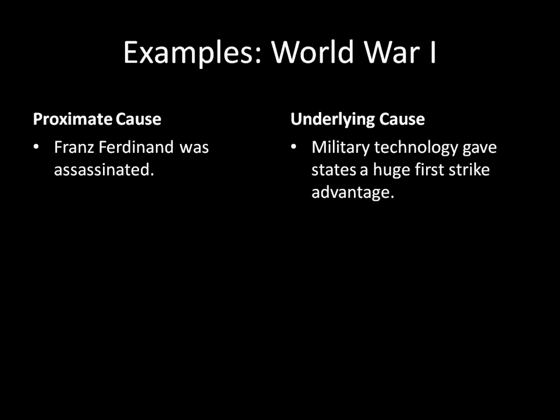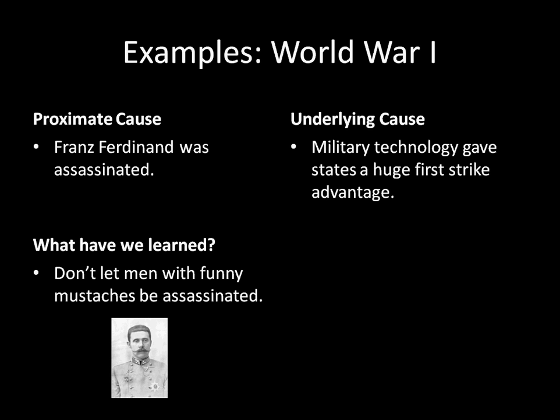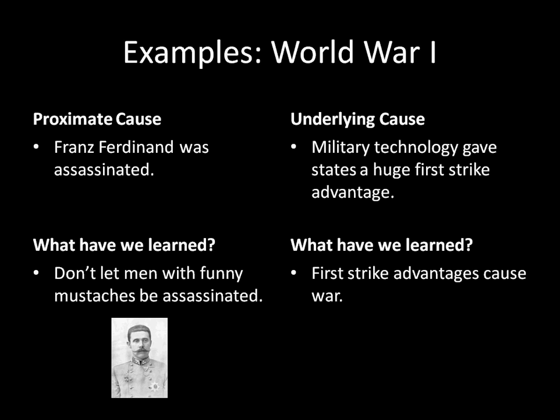Now, if we look at the proximate cause to help us stop future world wars from happening, well, the proximate cause is just going to tell us that we shouldn't let men with funny mustaches be assassinated. But that doesn't really tell us much of anything, now does it? On the other hand, the underlying cause tells us that first strike advantages cause war, and so if we want to avoid wars from happening, then we should emphasize defensive weaponry. We should develop defensive weapons and not offensive weapons.